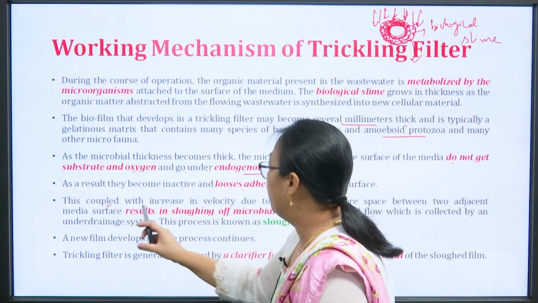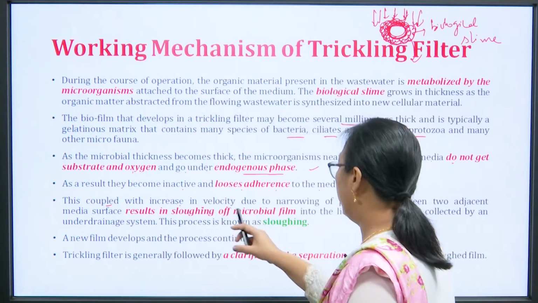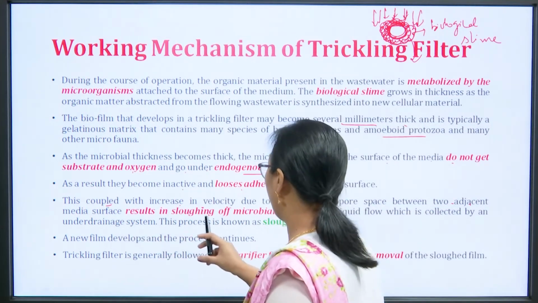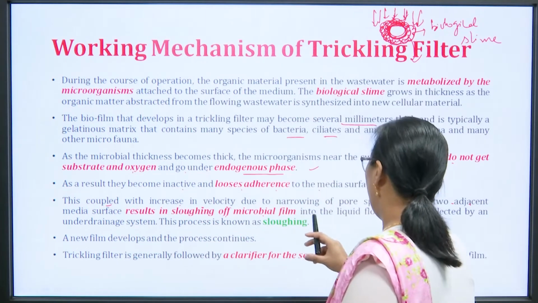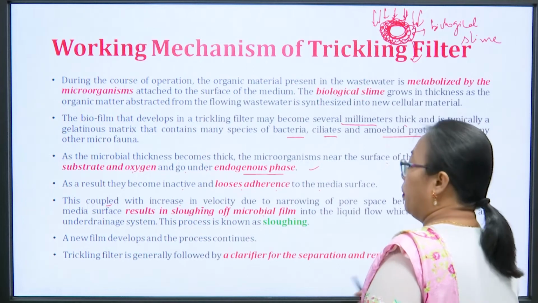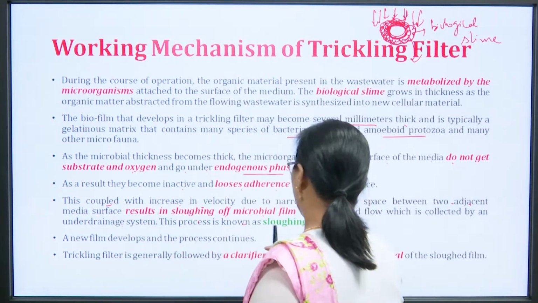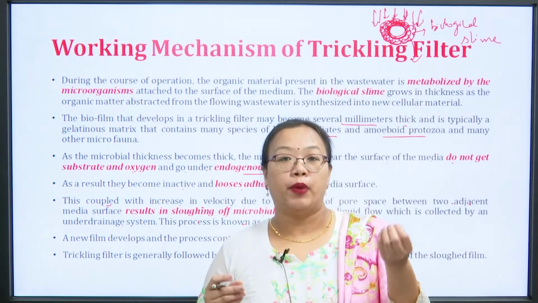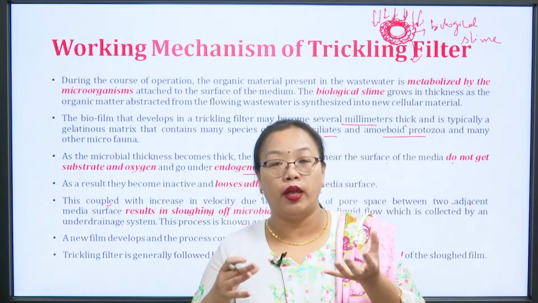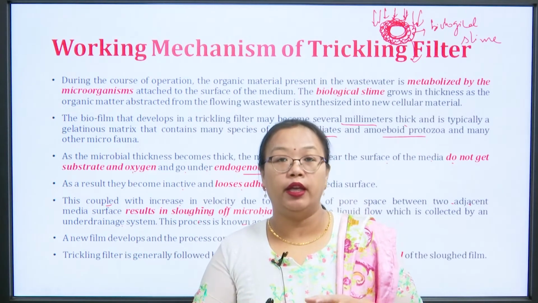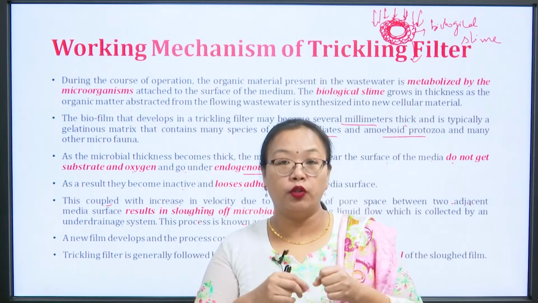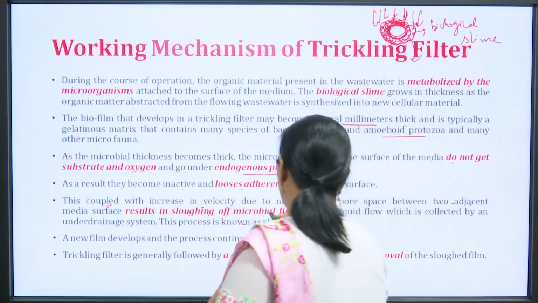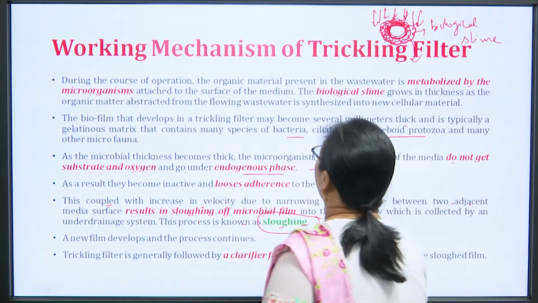This, coupled with the increase in velocity due to narrowing of pore space between two adjacent media surfaces, results in sloughing of the microbial film into the liquid flow, which is collected by an underdrainage system. This process is known as sloughing. So, the process where this microbial film is sticking and growing and then finally falls off from the filtering media is called sloughing. It is a very important thing and you should know it: sloughing in trickling filters.